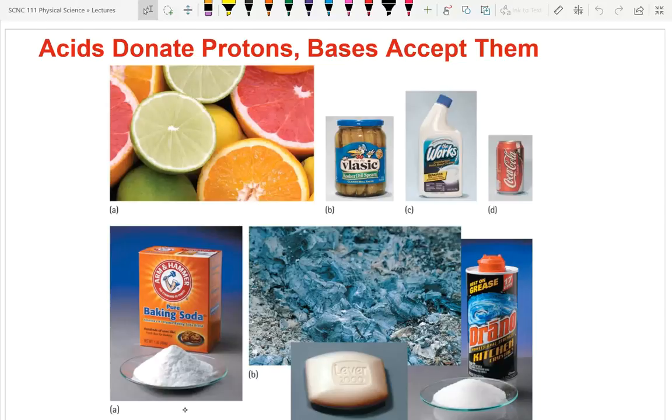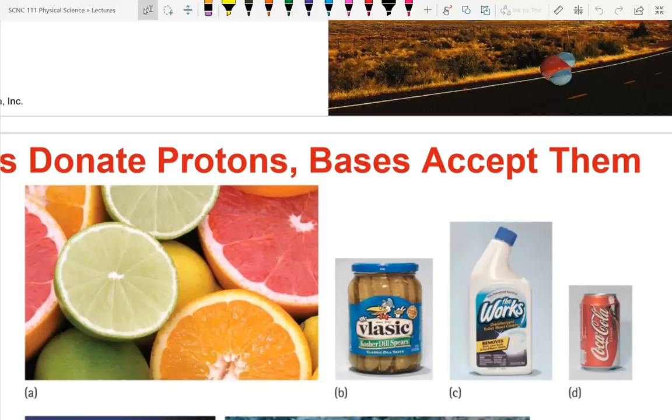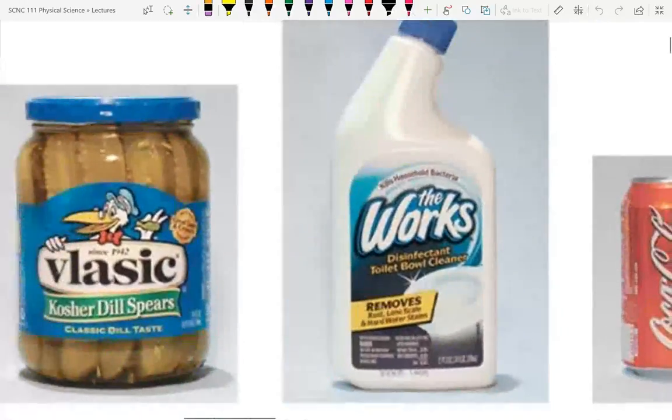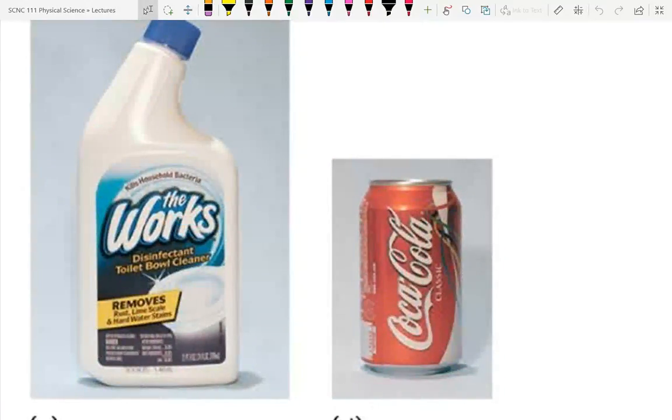And so these are just some pictures of first acids. Your citrus fruits are acids. Pickles are acidic. The toilet bowl disinfectant here apparently is acid. And your Coca-Cola. How many people have read that you can clean a toilet with Coca-Cola? Wow, I thought more would have read that. Well, it's certainly true because it's the acidic nature.